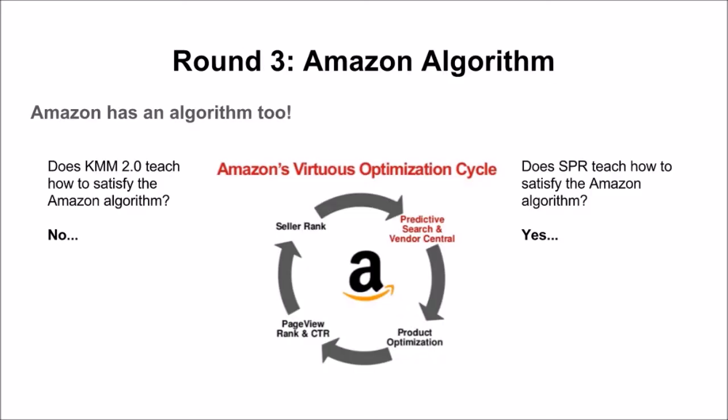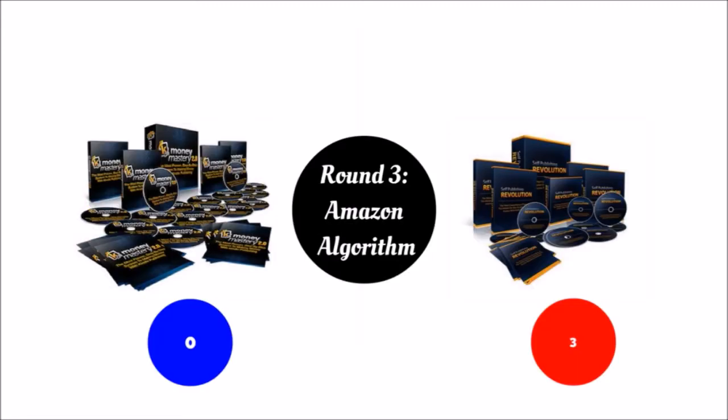Now, which one teaches it? Does K-Money Mastery teach it? That's a no. Does SPR teach it? That's a yes. There's going to be a lesson in Self-Publishing Revolution. When you get it, make sure to look up, it's one of the first lessons in there. It's called the Market Domination Strategy. You learn that, you'll learn the Amazon algorithm, how to satisfy it and not work against it. If you can do that, then your book is going to be chosen over your competitors' books. There you have it for round 3, Amazon algorithm and who teaches it best. This round goes to Self-Publishing Revolution.